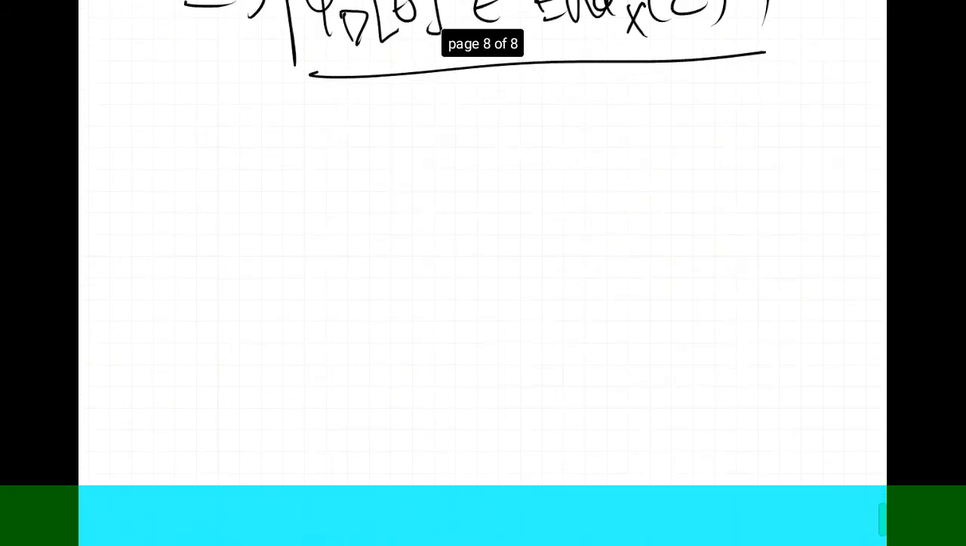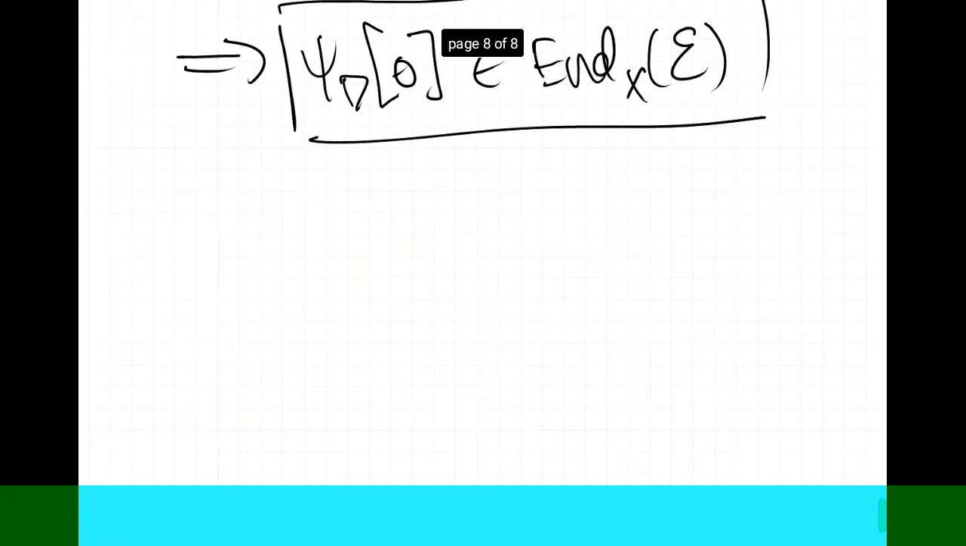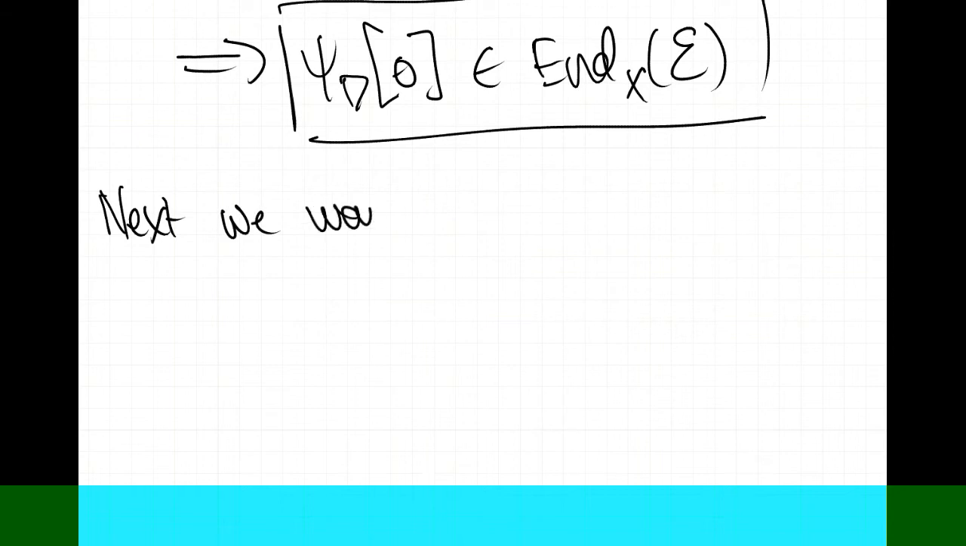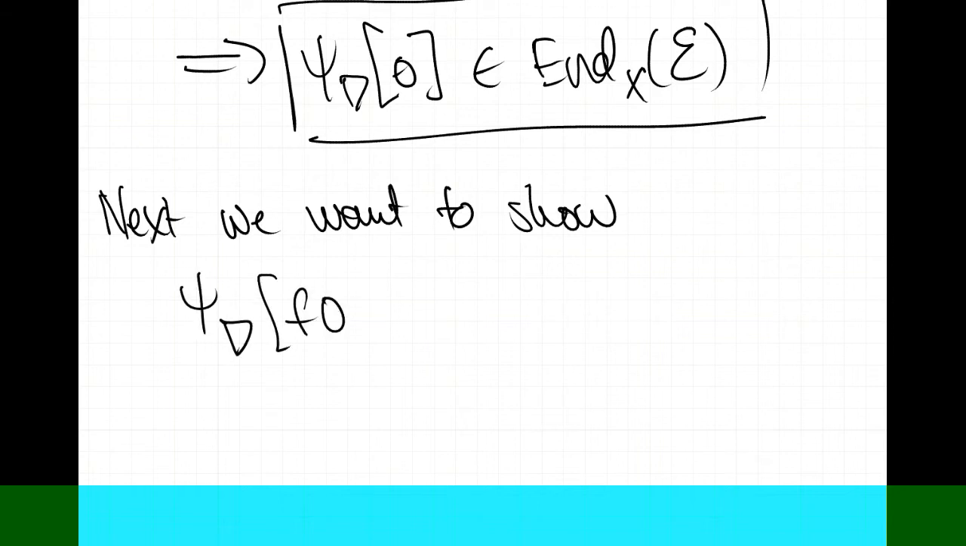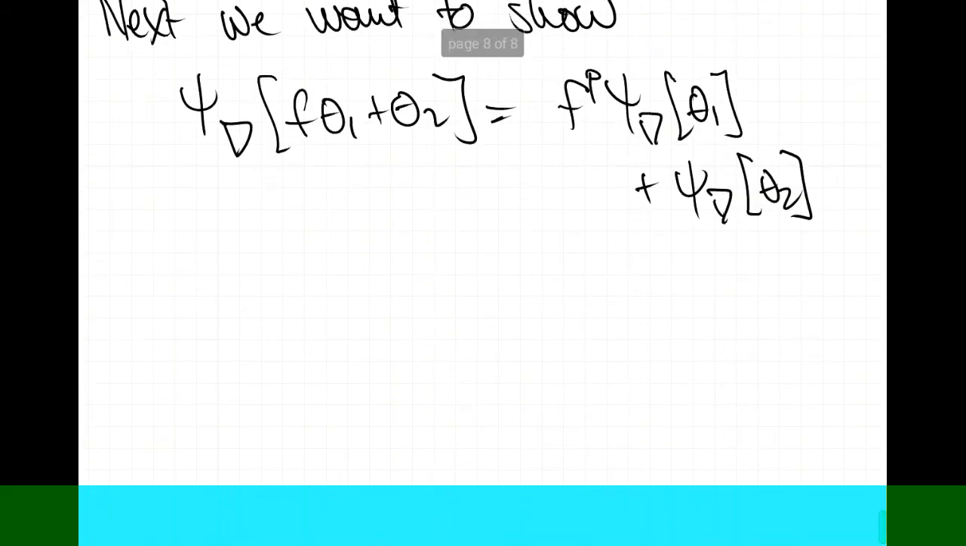Okay, so next we want to show the following, that theta 1 plus theta 2 to the p is equal to theta 1 to the p plus theta 2 to the p. Okay, and so this breaks up into two parts, like before.